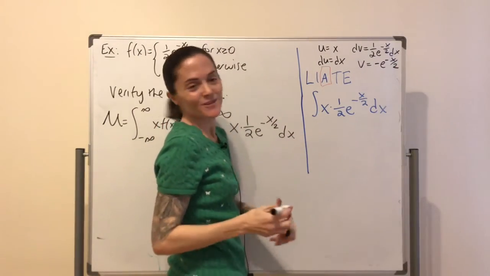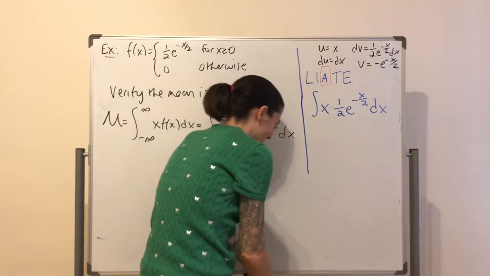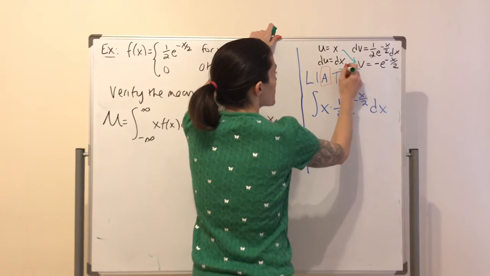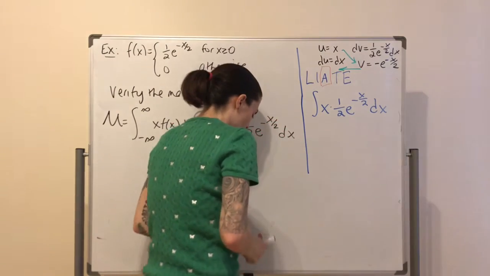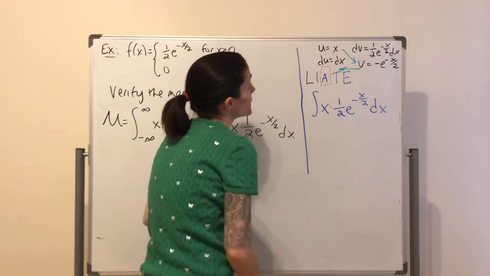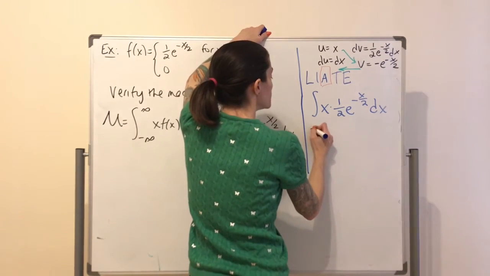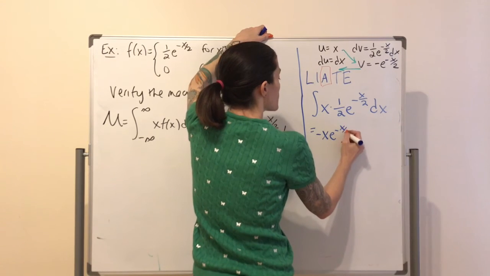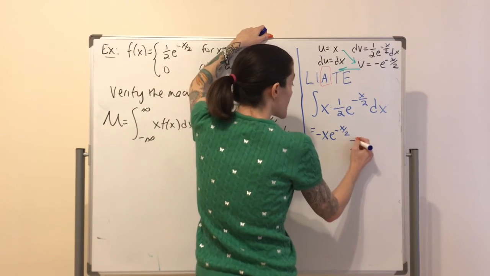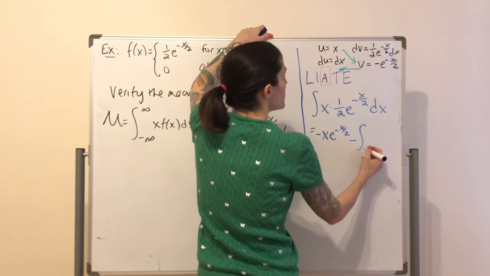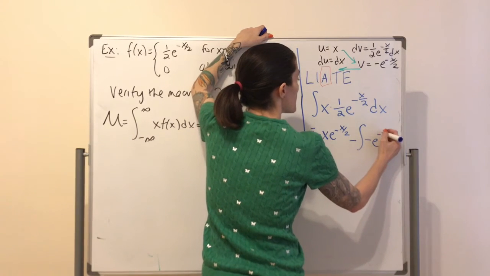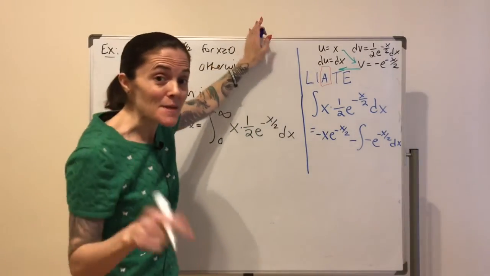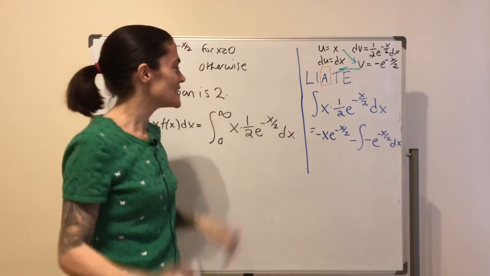But if you didn't remember, you could integrate it again. And then integration by parts says uv minus the integral of v du. Okay, so this is equal to uv, minus x e to the minus x over 2, minus the integral of minus e to the minus x over 2 dx. Right? uv minus the integral of v du.